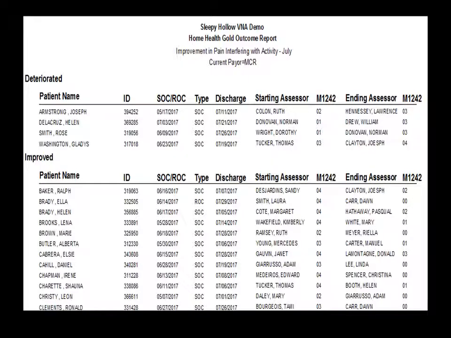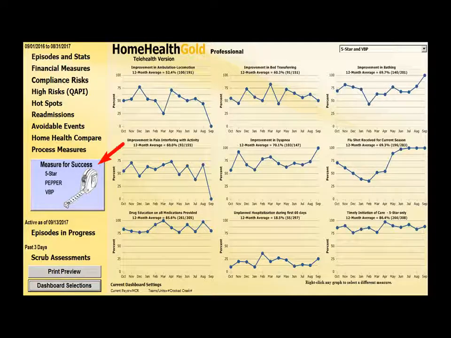Drilling down on the July data point will reveal the detail of which patients deteriorated, improved, and stabilized. But I want more information about where I need to work in order to show change, so I'm going to use the Measure for Success tool.